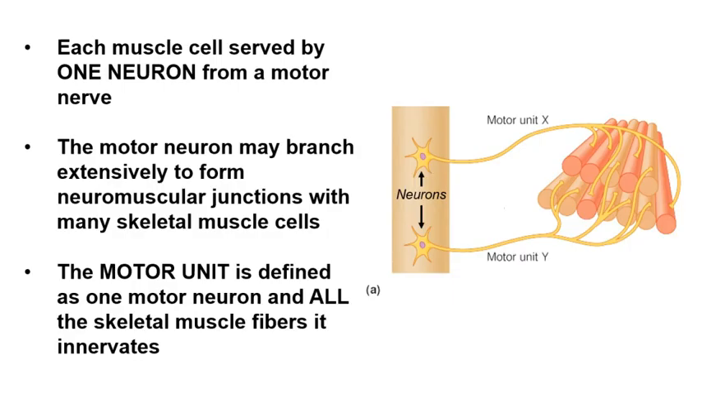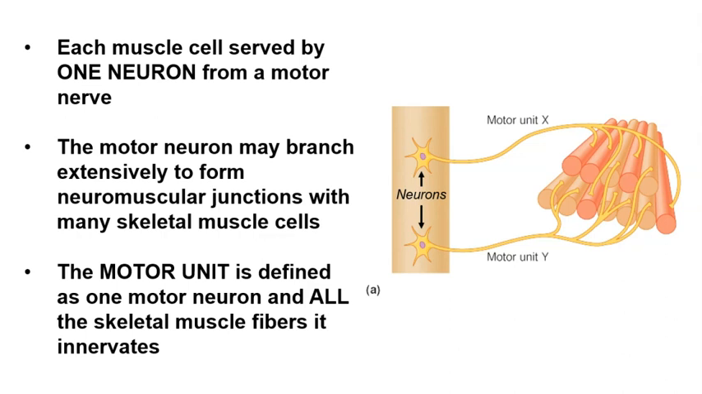Each muscle cell or muscle fiber is served by a single motor neuron from a motor nerve, a nerve being a collection of neurons. This motor neuron may branch extensively to make neuromuscular junctions with many skeletal muscle cells. So it isn't uncommon for a single neuron to control hundreds of skeletal muscle fibers or skeletal muscle cells.